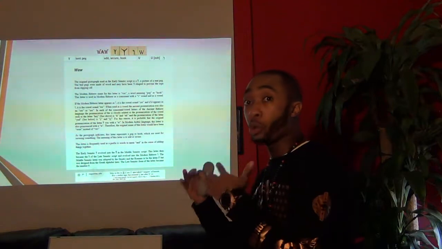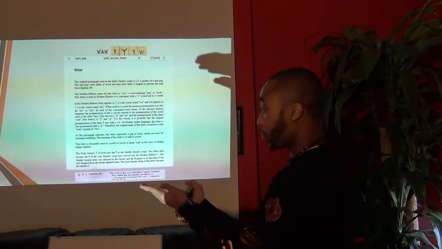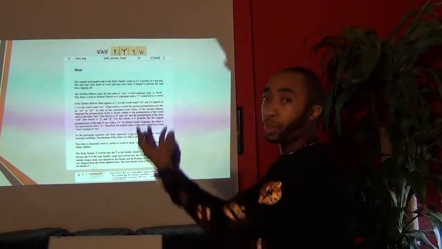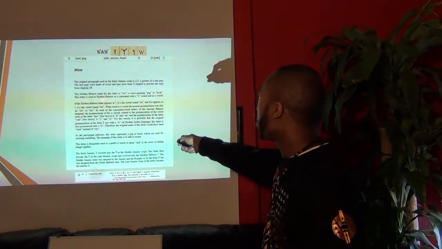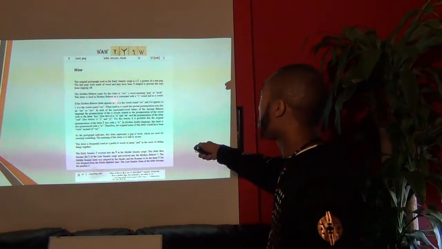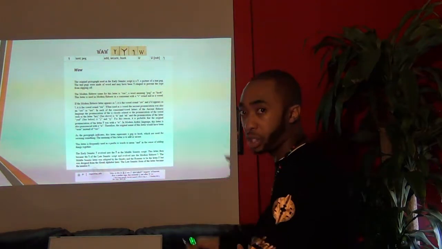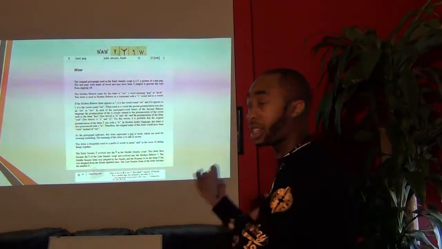And you'll see this when you go camping and hiking and you set up your tent. When you do these tent pegs, they're split in the middle, so when you tie a rope, it doesn't pull off, alright? The modern Hebrew name for this letter is Wav, a word meaning peg or hook. The letter is used in modern Hebrew as a consonant with the V sound and as a vowel, and that's in the Masoretic script or the Tiberian vocalization, alright?